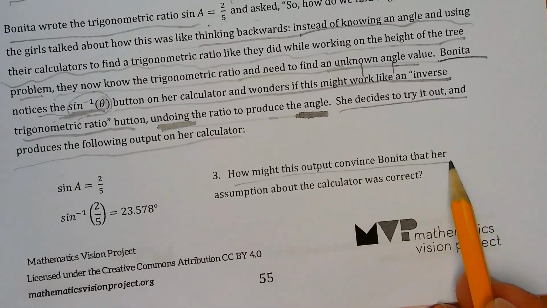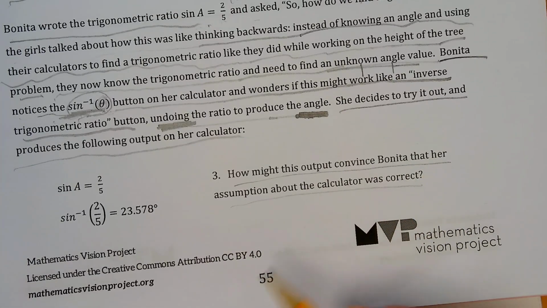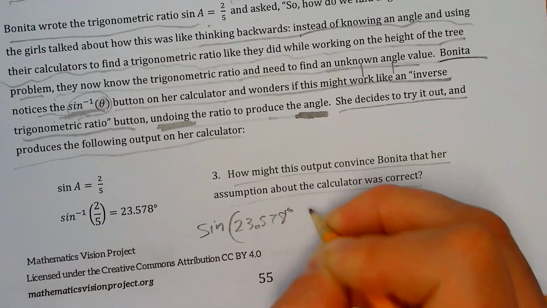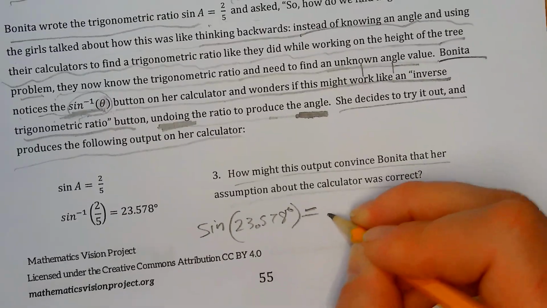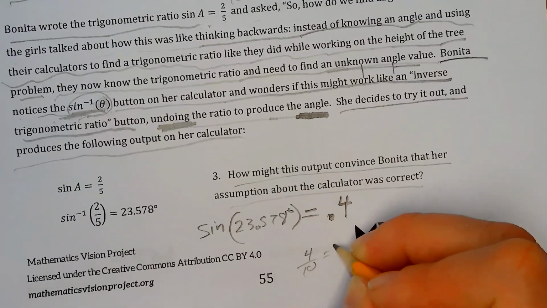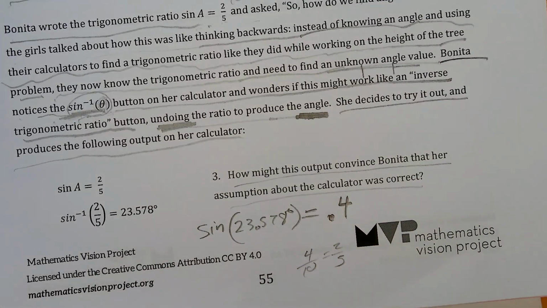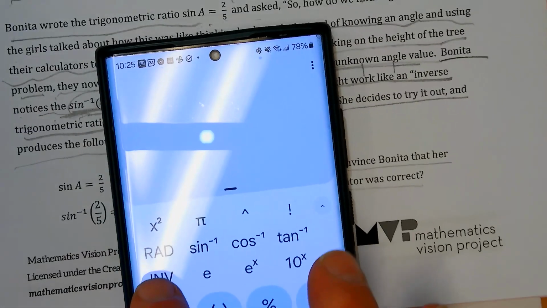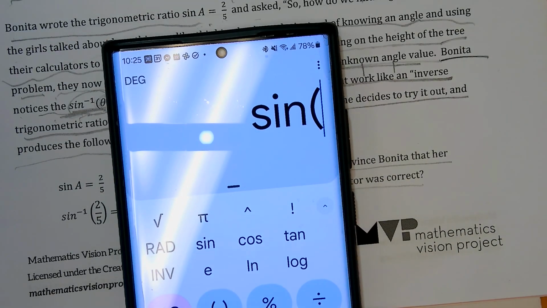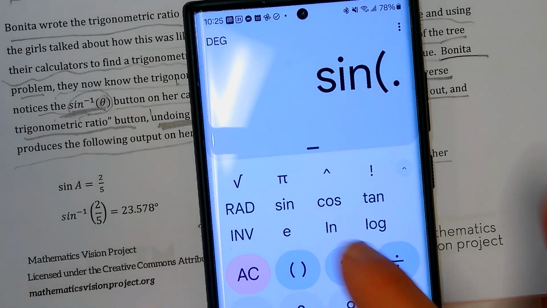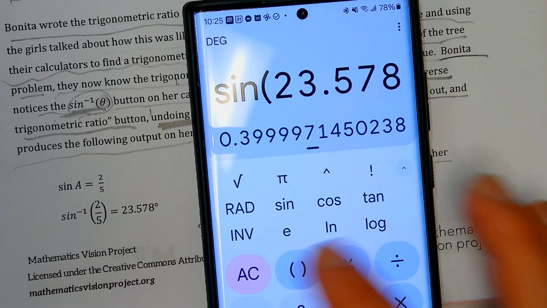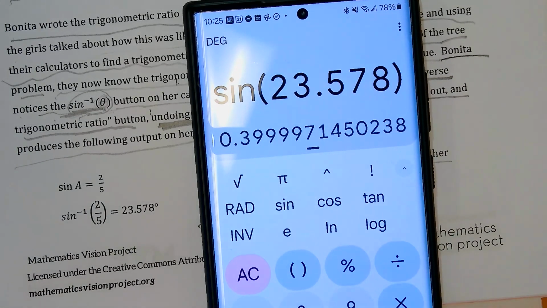How might this output convince Bonita that her assumption about the calculator was correct? Well, obviously, take the sine of 23.578 degrees and see if it spits out 0.4, because that's 2/5. 2/5 is 0.4, because 0.4 is 4/10, and that's 2/5. Okay, so let's see. I need to change it back to regular sine. Sine of 23.578 degrees. Oh, 0.3999999. That rounds to 0.4.